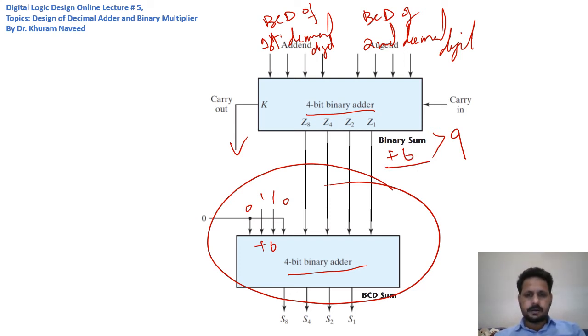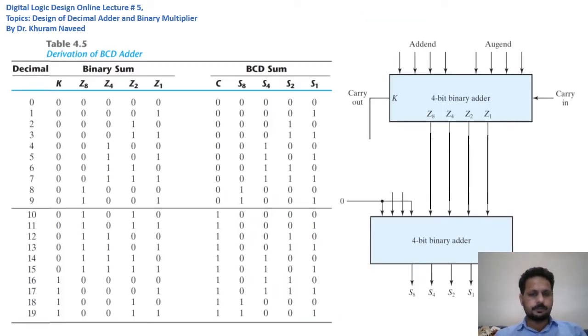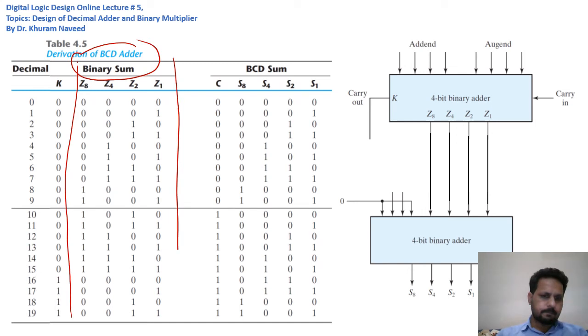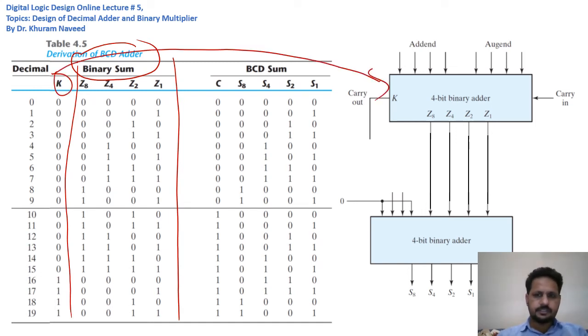But now the tricky part is to detect whether the sum is greater than 9 or not. So if the sum is greater than 9, then the next adder should add 6, and if the sum is not greater than 9, in that case we do not need to add anything, right? So in order to design a circuit to detect whether the sum is greater than 9 or not, look at this truth table. On this side it lists the possibilities of the binary sum in 4 bits, where this k is the carry of this adder.